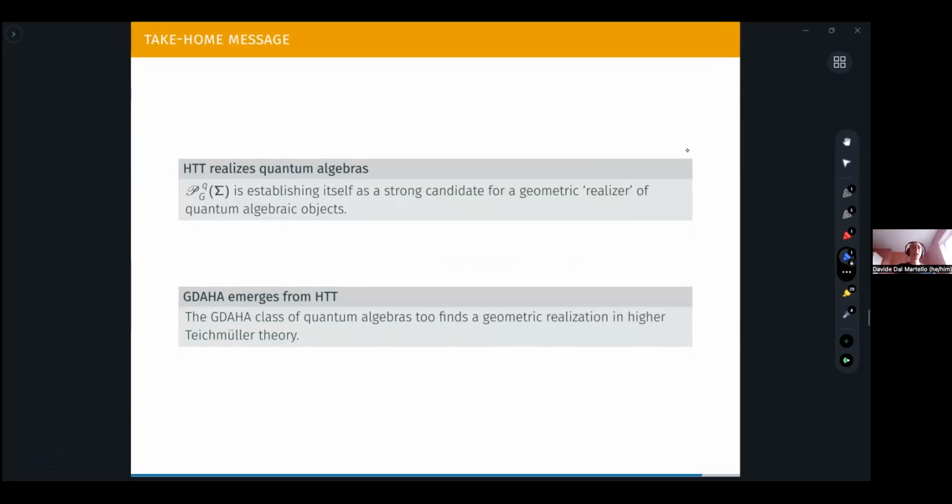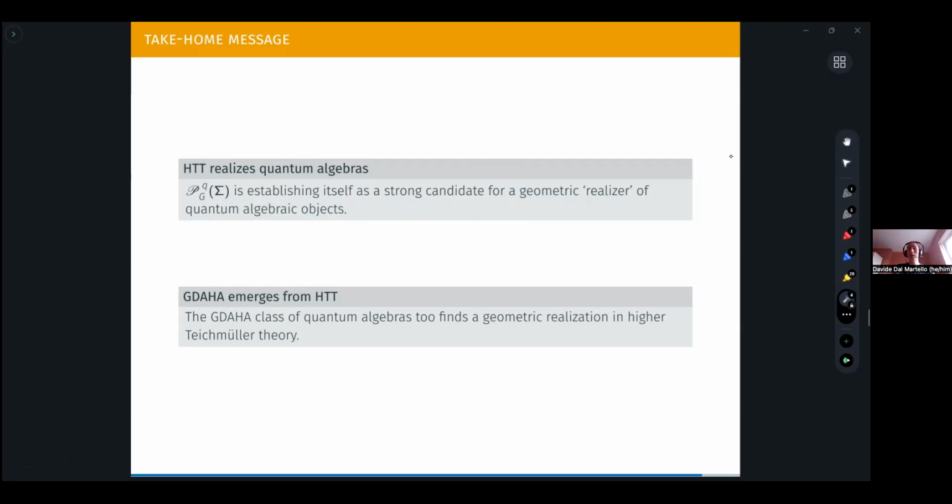Okay, so final slide, a take-home message of all this rambling. Let me run again this sort of advertisement for higher Teichmüller theory, HTT. So this really is a sort of geometric realizer for quantum mechanics. This moduli space is establishing itself since its introduction as a strong candidate for geometric realizers of many quantum algebraic objects that are familiar and famous and beloved.